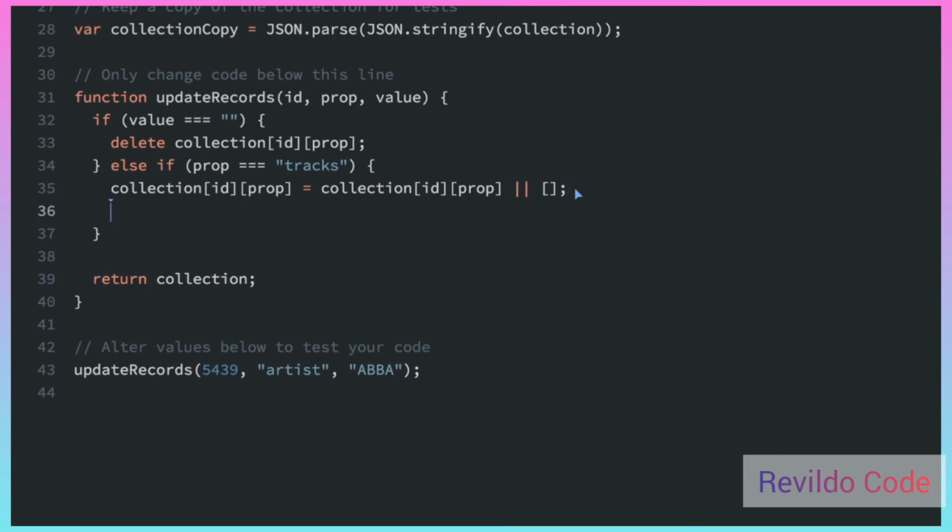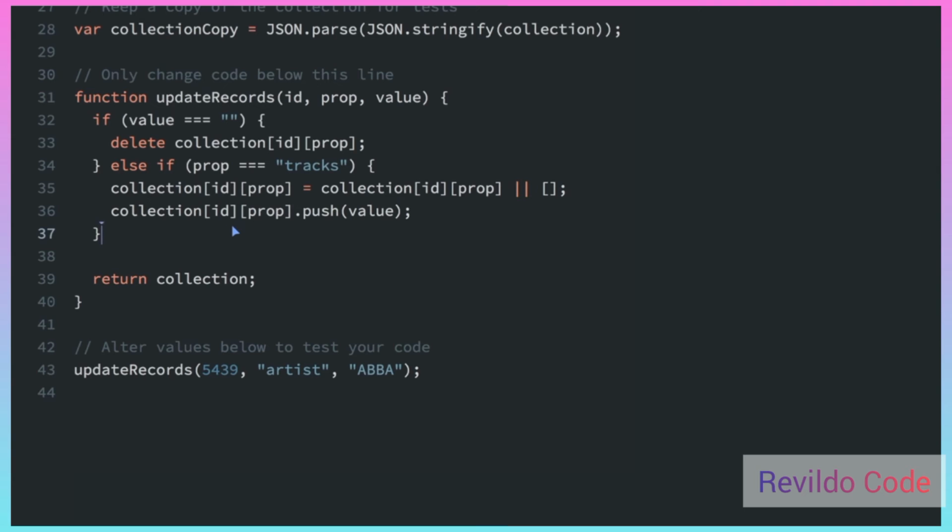So now that we know it exists, we can just push the value to the end of the array. Collection ID prop, and we'll just do the dot push and then put in the parentheses the value. So we're able to push the value that was passed into this function onto the end of the array.